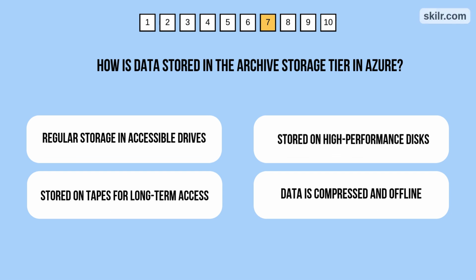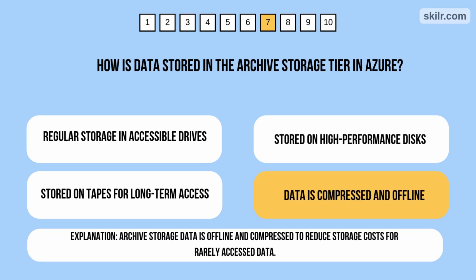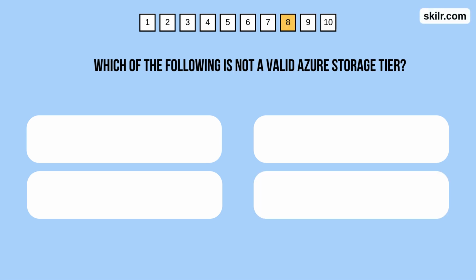Question 7. How is data stored in the Archive Storage tier in Azure? The answer is data is compressed and offline, as Archive Storage data is offline and compressed to reduce storage costs for rarely accessed data. Question 8.